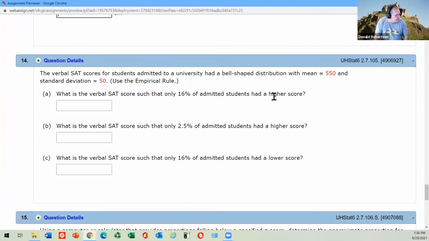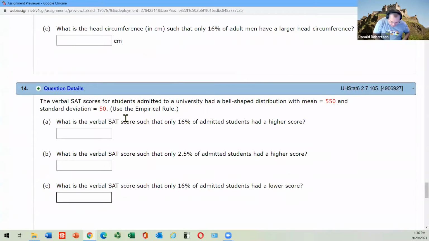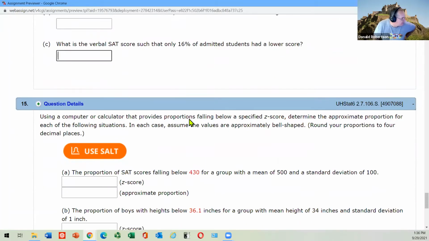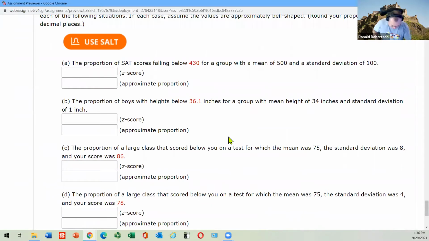If I scroll down here, do you see that the mean is now 550, at least in this question, and the standard deviation is 50? But can you see that they do the same kind of questions again? So to be able to do question 13 and 14, you need that diagram, right? The one that we just finished a few moments ago. But once you've got that diagram, your life does become a lot easier.